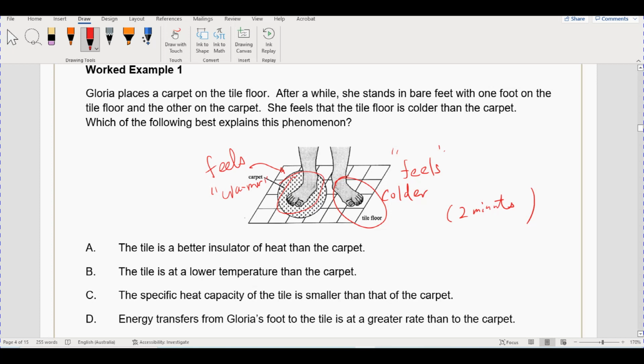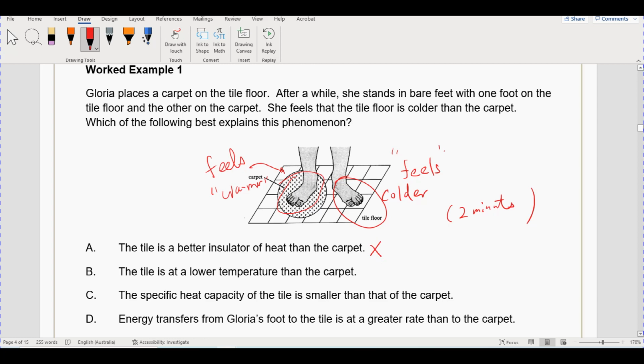Okay, so let's continue. What's your answer? Let's see one by one. If you got A, the tile is a better insulator of heat than the carpet. Is it a fact? No, this is not a fact. Normally carpet is a better insulator. So this is wrong.